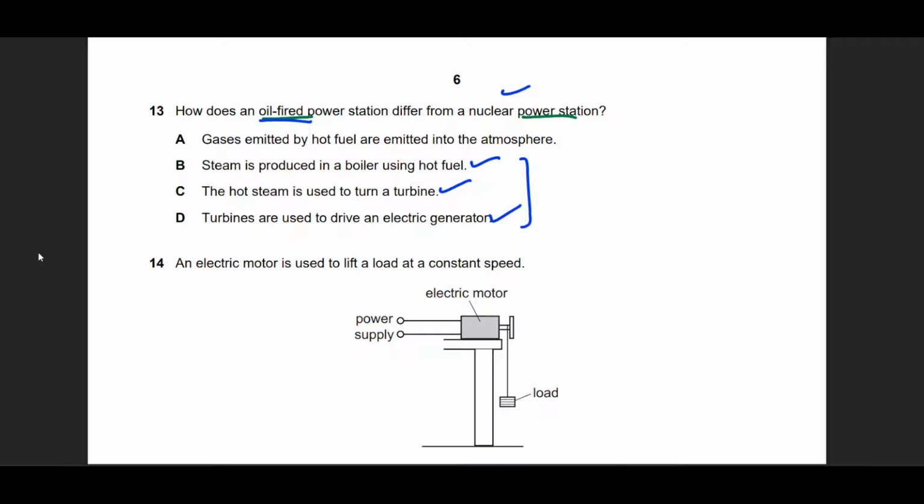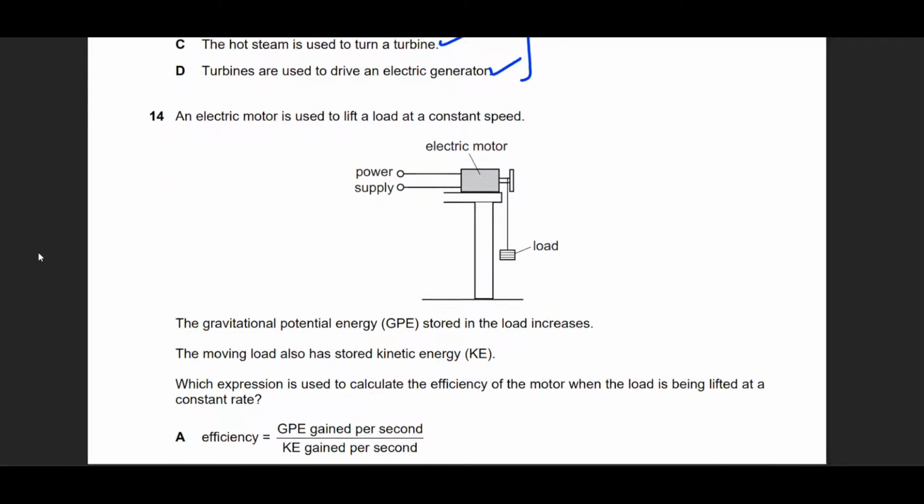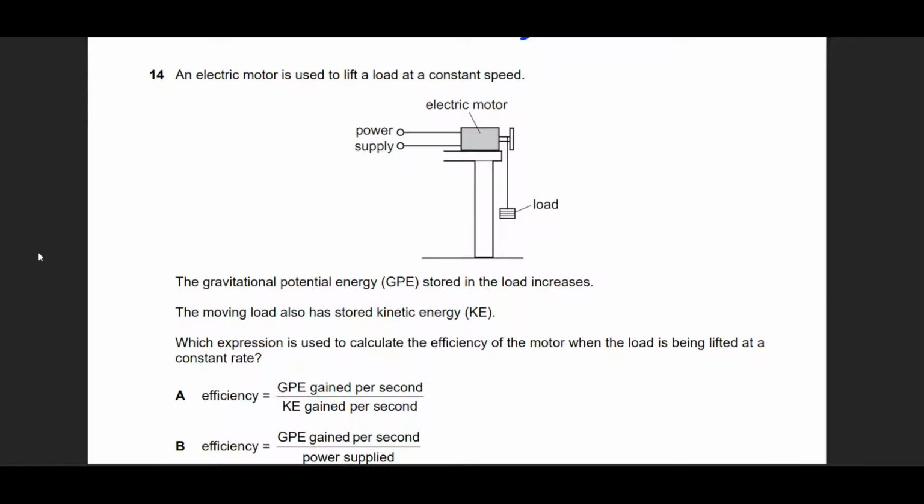The only thing different in the oil-fired power station is that gases contribute to the atmosphere and the global greenhouse effect. Question number 14, a very straightforward question. He says that the energy provided to the load is called GPE, gravitational potential energy, and it is also moving, so the load has some kinetic energy because it is moving.